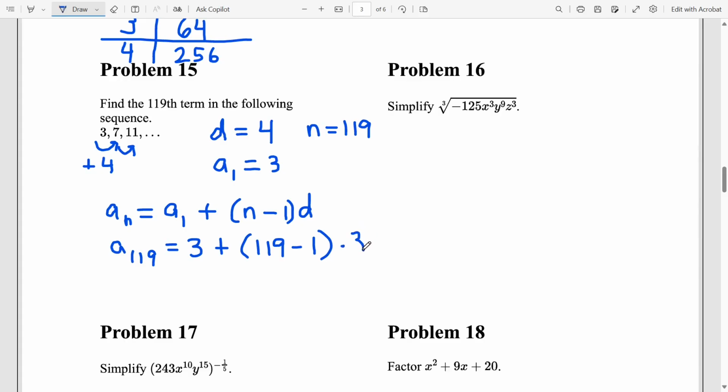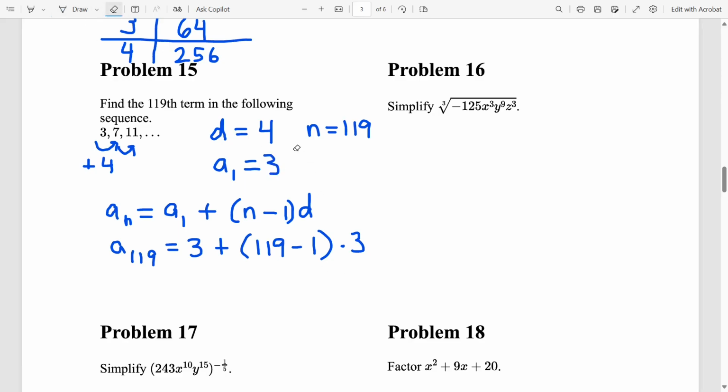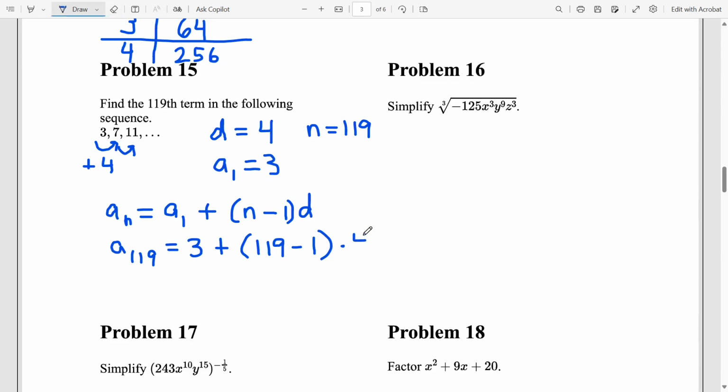It's minus 1 because we only add 3 after the first term. So for the second term, we add 3 once. For the third term, we take the first term and add through, oh, sorry, it's not 3. What am I doing? It's the common difference 4. Hopefully you caught that before I did. To get to the second term, we add 4 to the first term once. To get to the third term, we add 4 to the first term twice. That's why we have this minus 1 here.